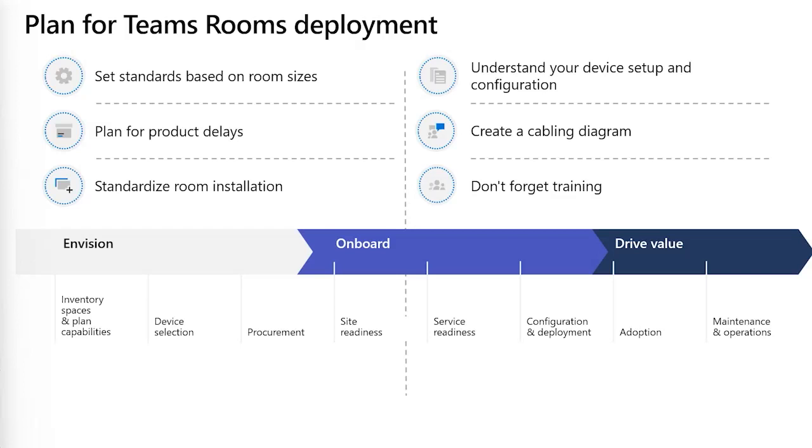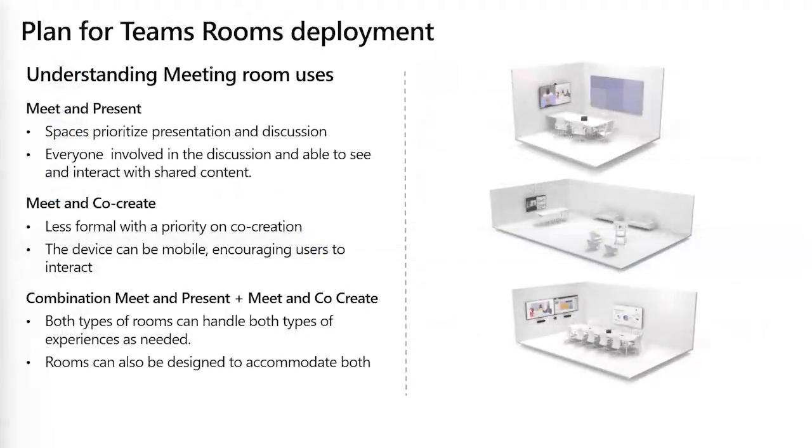And we can get some consistency across various offices if we're, say, a multinational organization. And we can standardize configuration. We can create cabling diagrams and train people as needed as well. You can see three main phases on the slide here: the envision phase, the onboard phase, and the drive value phase. A few of the meeting room types: maybe it's a meet and present room.